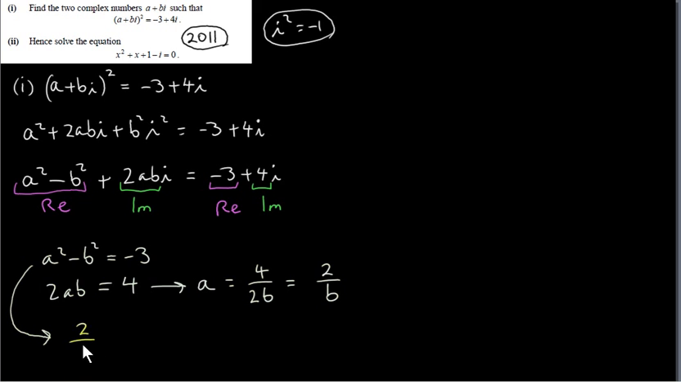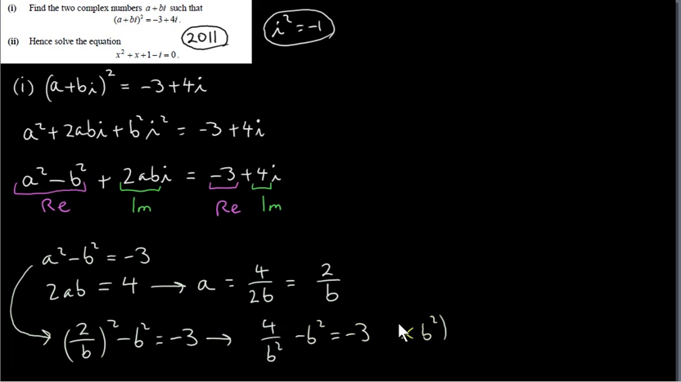So we get 2 over b squared minus b squared equals minus 3. So that gives us 4 over b squared minus b squared equals minus 3. And to get all of this into a straight line, we multiply everything by b squared to cancel the b squared in this denominator. So I'll just continue on up here. If we do that, we get 4 minus b squared times b squared, which is b to the power of 4, equals minus 3b squared. Now this is a quartic equation.